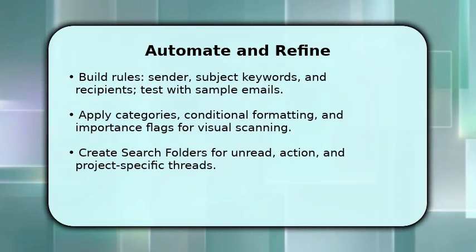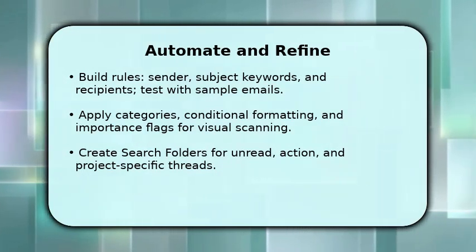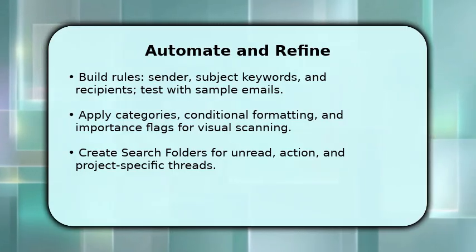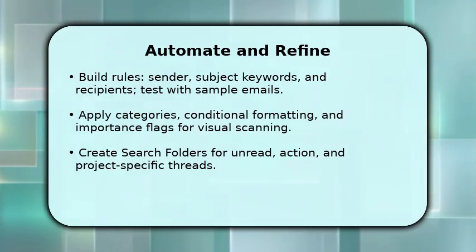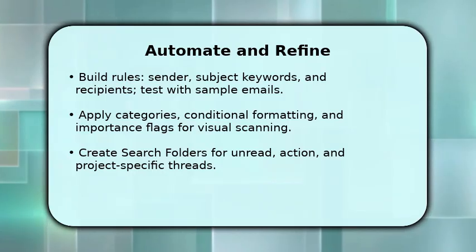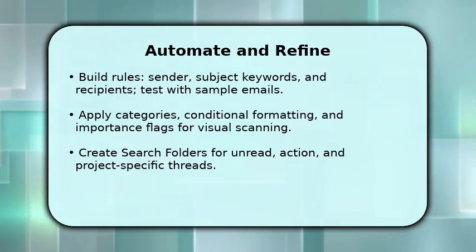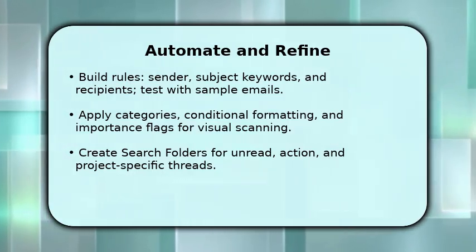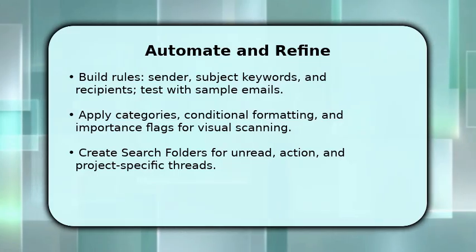Now automate. Create rules that move newsletters, receipts, and project mail into folders automatically. Test each rule on recent messages to avoid mistakes. Use categories and conditional formatting to color code by urgency and project, which speeds visual triage.